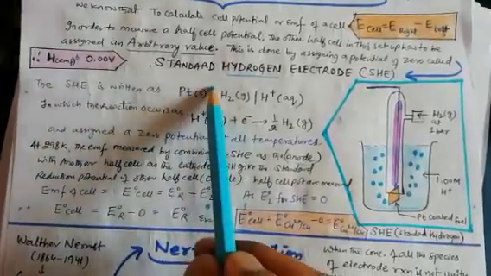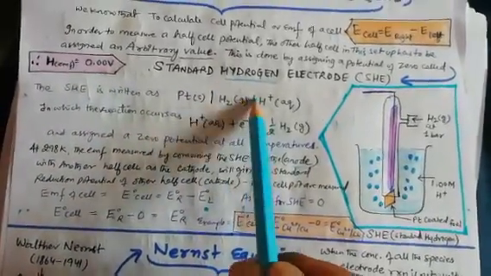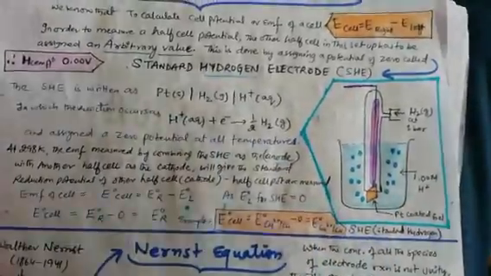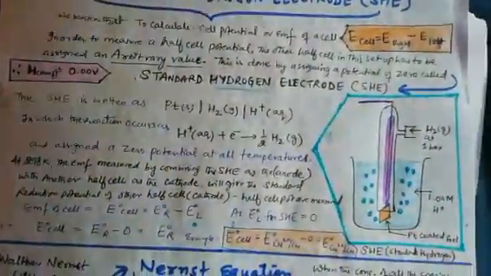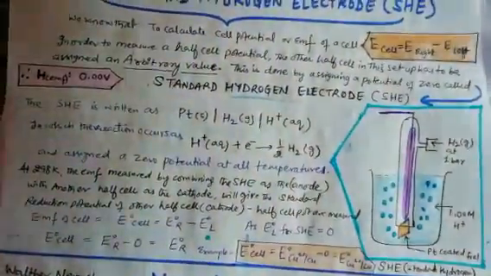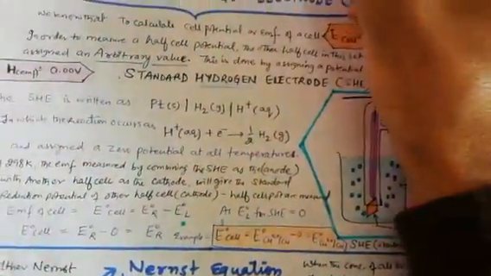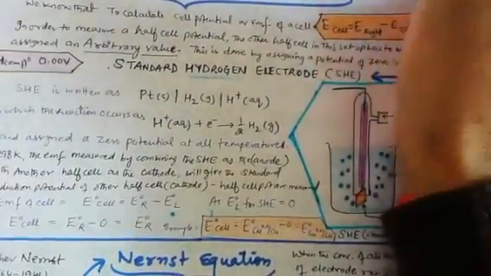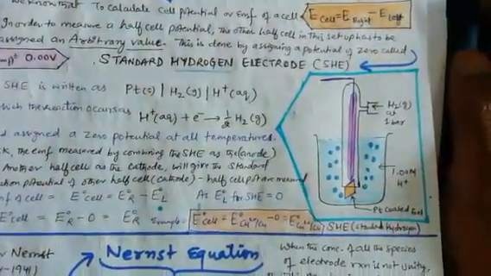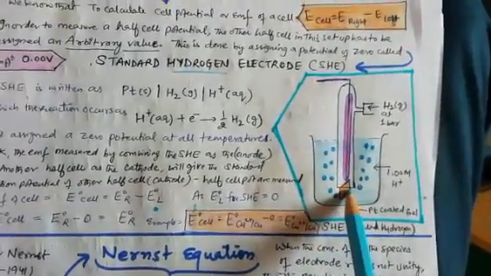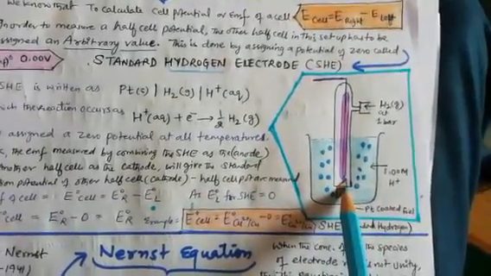In the SHE, platinum is reacting with H2 and giving H positive ion. So here the question is, why are we using platinum only? So dear students, the answer to this question is that platinum is used as an inert electrode because platinum doesn't participate in the reaction, but platinum provides its surface for the reduction or oxidation reaction and for the conduction of electrons also.